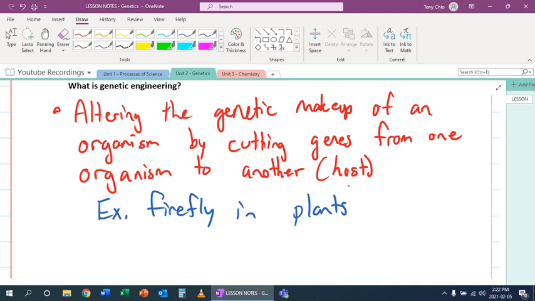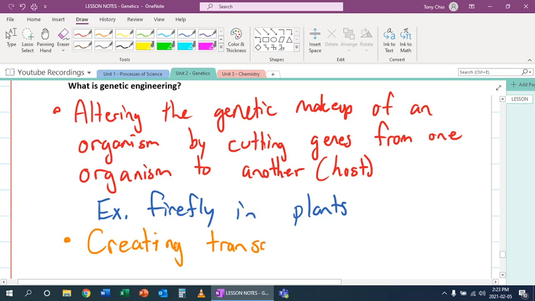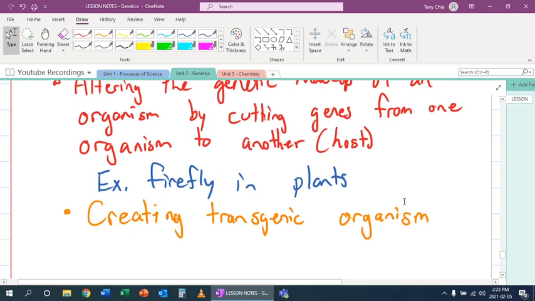And that is a big advantage where plants can glow. We don't have to use streetlights anymore. Imagine if your lamp was a plant, for example. What you're doing here is that you are creating what we call a transgenic organism. Trans means multiple, genic gene. So in this case, we call it a transgenic organism. So that is biotechnology in terms of GMOs of these type of organisms.